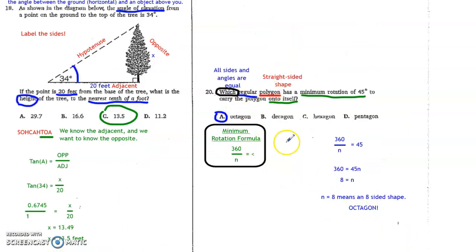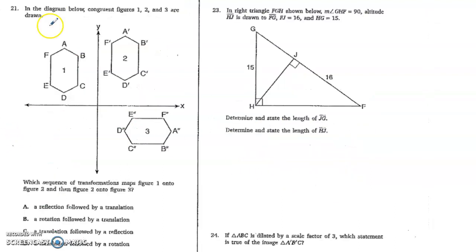For question number 20, it asks us to use the minimum rotation formula, which is 360 over number of sides equals angle. It's another algebra problem that requires you to remember a formula. Not a big deal. Moving on to the page with question 21 on the top, please try these out and then see if you got them right by checking the video answers.